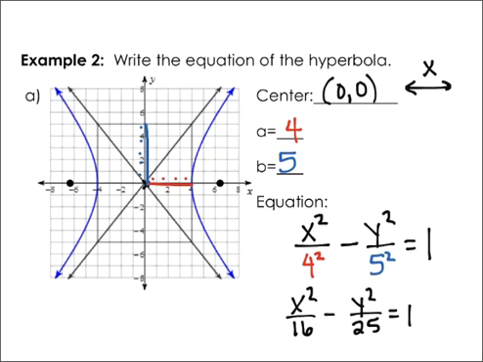Now, let me just point out, if we wouldn't have had that rectangle there, then what we would have to do is we would have to find the distance from the focus to the center and then use a squared plus b squared equals c squared to find b. But since it was there, let's just use it.